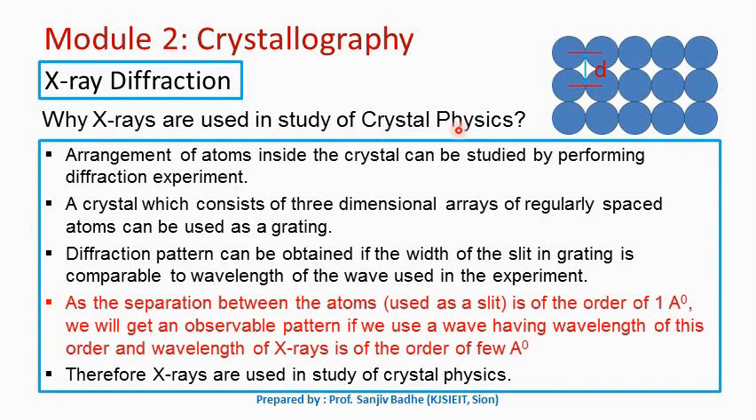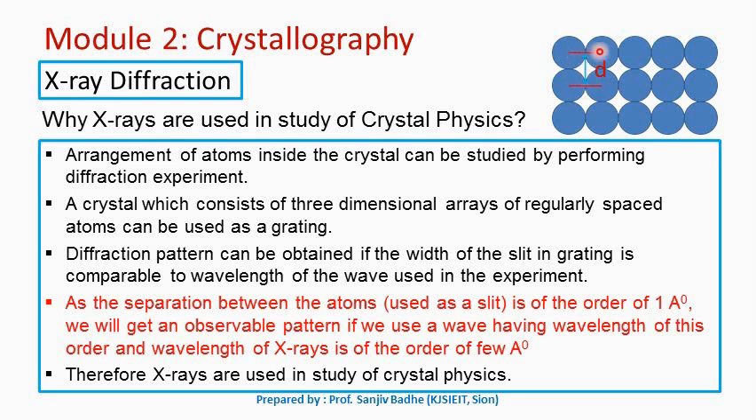Why are X-rays used in the study of crystal physics? We know in a crystal, atoms are arranged following a certain geometrical pattern, and atoms form a closely packed structure to get minimum energy. These atoms are assumed to be spherical in shape. So when these spheres are kept close to each other, then some void space remains between them. This void space can be utilized as a slit.